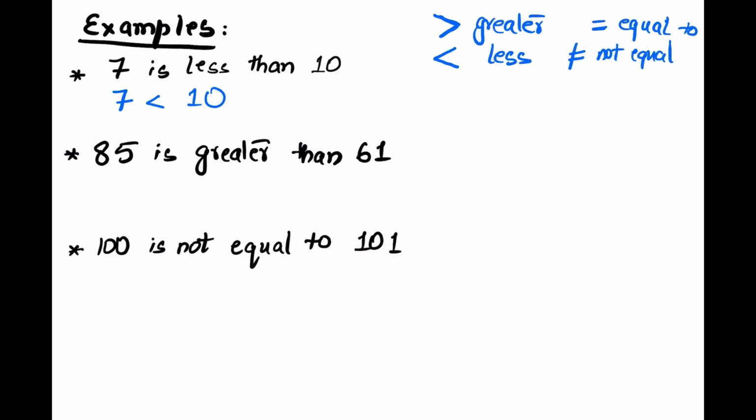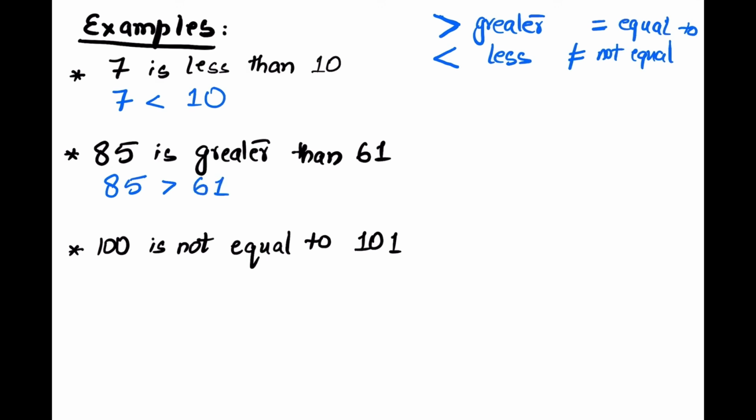The next example that we have is 85 is greater than 61. So what is the greater than symbol? This is the greater than symbol, right? So we'll write this here. So 85 is greater than, then we have 61.